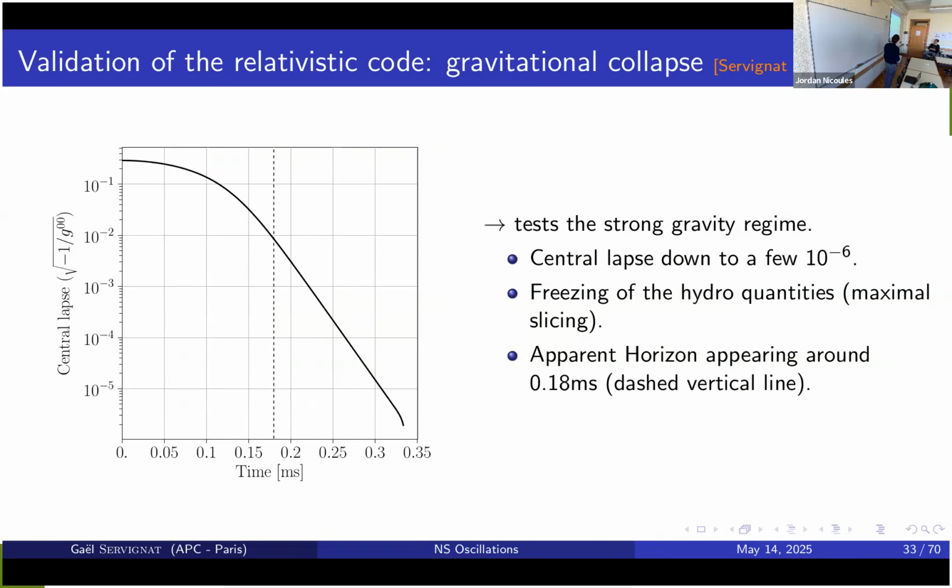Right. Okay, so the next test is testing the strong gravity regime. Now you do the same, but I think it's the same configuration, but as a perturbation so that it collapses to a black hole. And what happens is that you can measure the central lapse. It goes very low, down to a few tens to the minus 6.